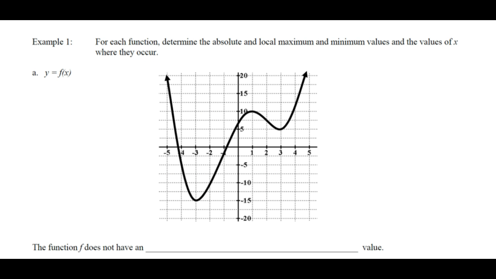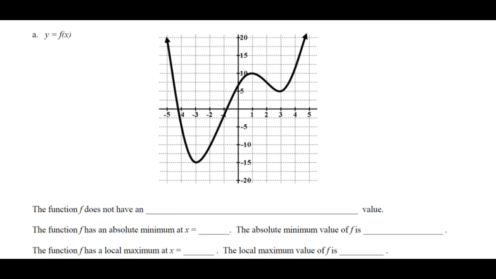Example 1. For each function, determine the absolute and local maximum and minimum values and the values of x where they occur. Okay, so the function does not have a blank value. What doesn't it have? It does not have an absolute maximum, right? It goes up forever, so it does not have an absolute maximum value.